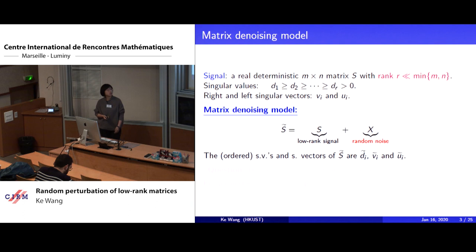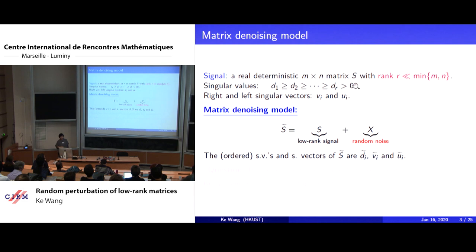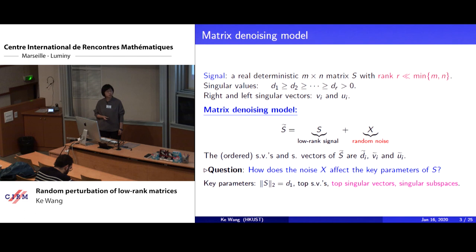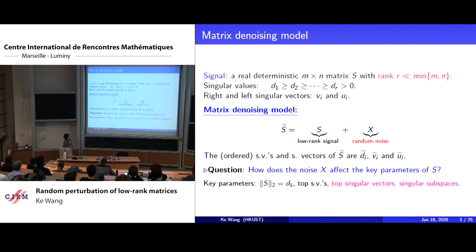And we call this model the matrix denoising model: S tilde equals S, a low-rank signal matrix, plus some random noise matrix X. And let d_i tilde, v_i tilde, u_i tilde be the ordered singular values and singular vectors of S tilde. So the question people frequently ask is, how does this additive noise X affect the key parameters of this signal matrix S? By key parameters here, you can talk about your operator norm, the largest singular value. And you can talk about the top few singular values. And more interestingly, we are interested in how these top singular vectors, or the singular subspaces spanned by those singular vectors, are altered by this additive noise.